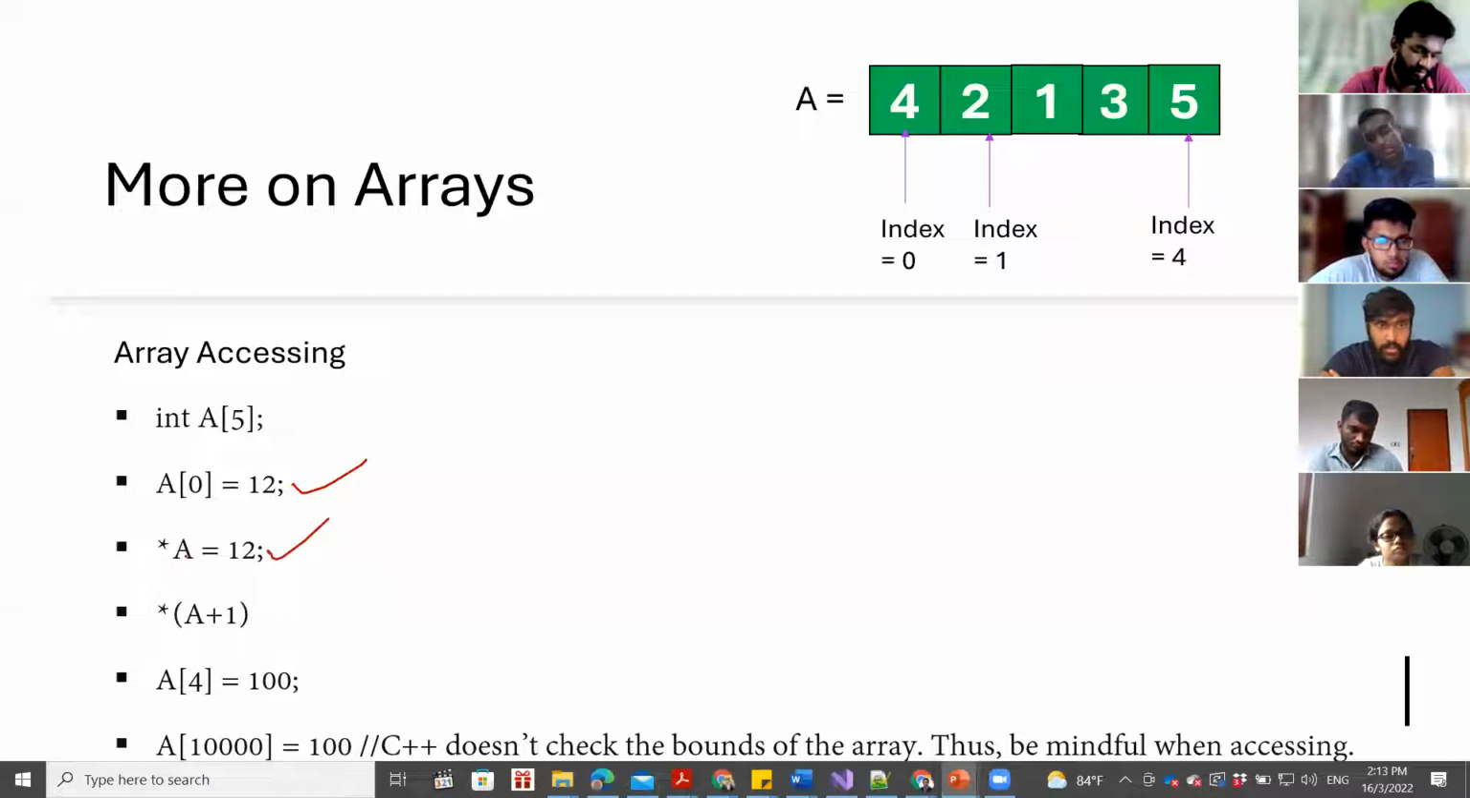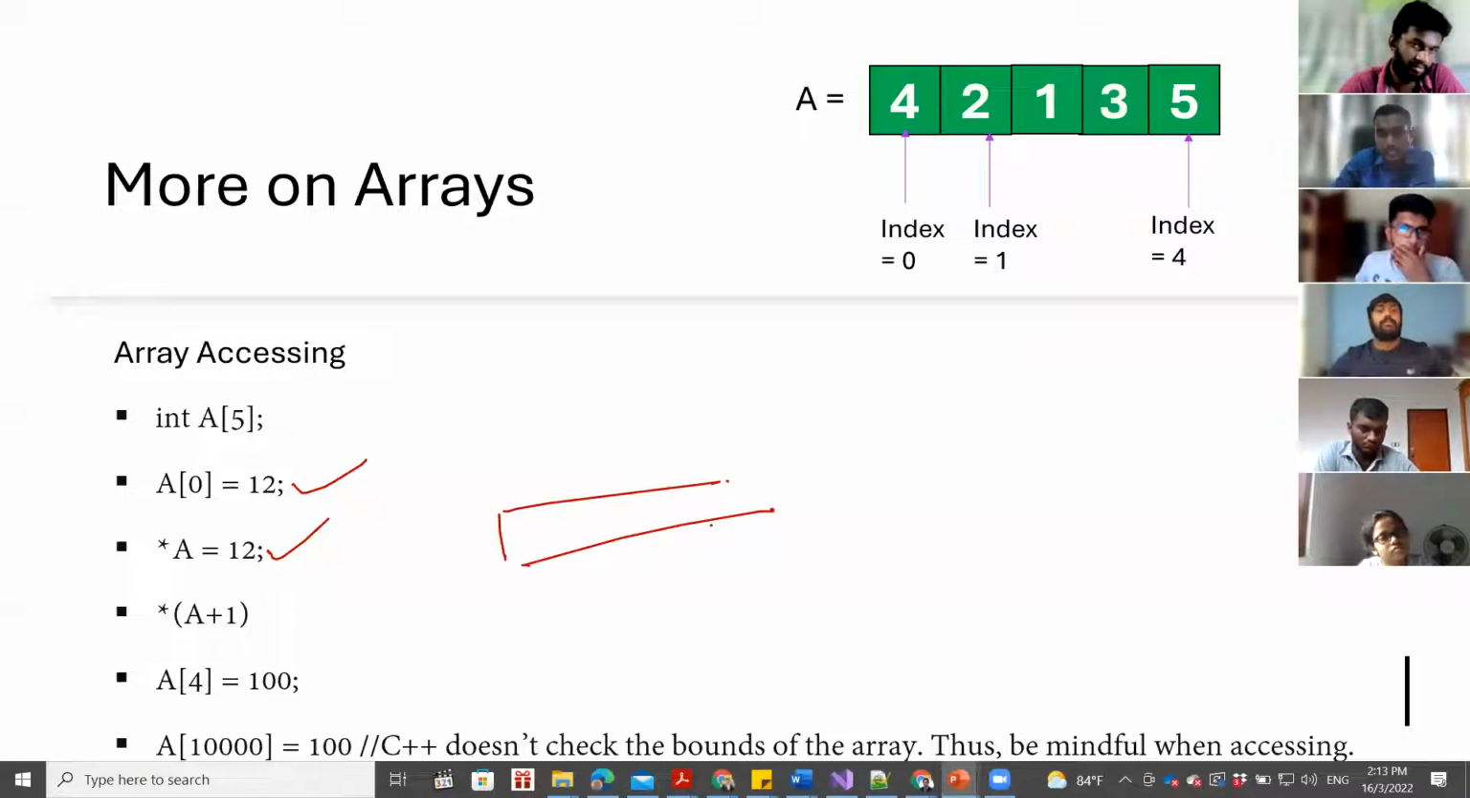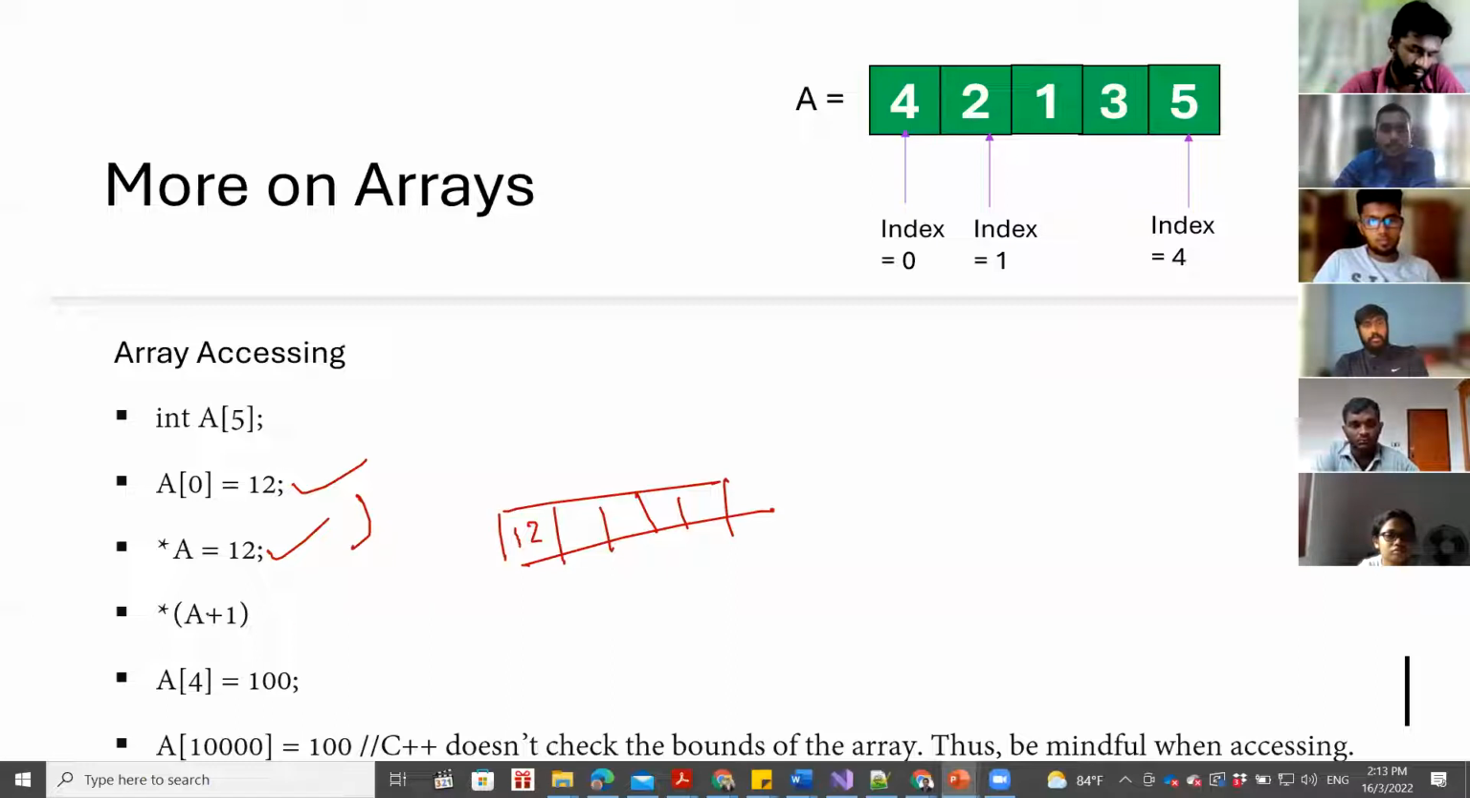As I mentioned, A is acting as a pointer as well. A is basically pointing to the starting element of that array, right? If you type star A and assign some value to it, we will be replacing the first element, 12, over here. So these two are pretty much the same. If you do it like this, what you will be accessing is the second element. Of course, the conventional way of accessing elements is using the index like this.